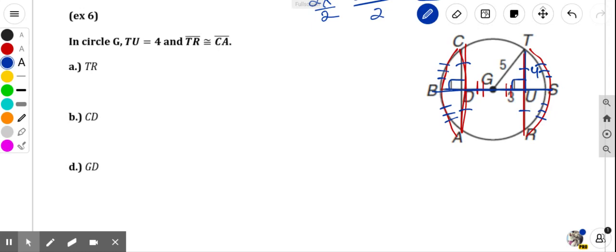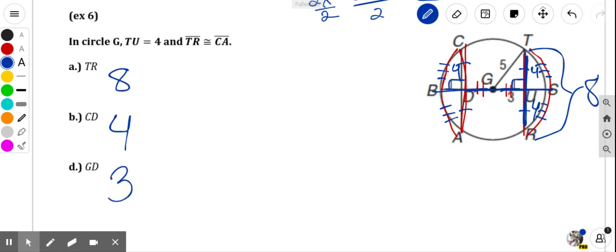Okay, so let's fill in the missing information. Letter A, we need to find TR. So again, since this is cut in half, this is 4, so this is 4, so the whole thing would be 8. So TR is just 8, 4 and 4. CD is over here, which is marked as congruent to TU, which is 4. And then GD is this little piece, which we determined is congruent to this little piece, so therefore it's 3.